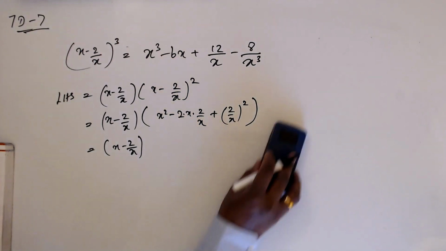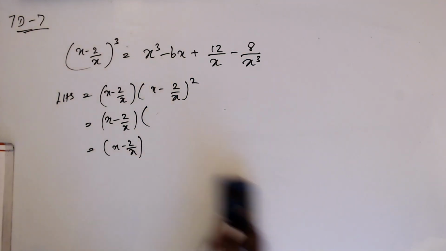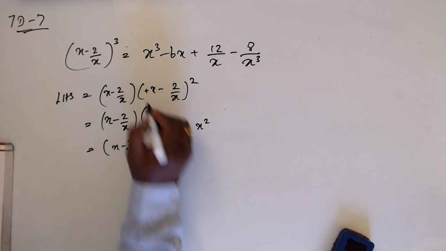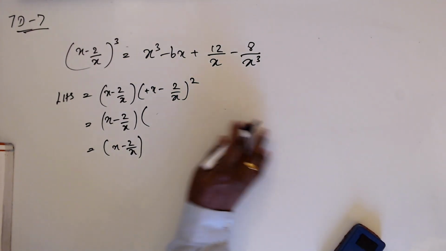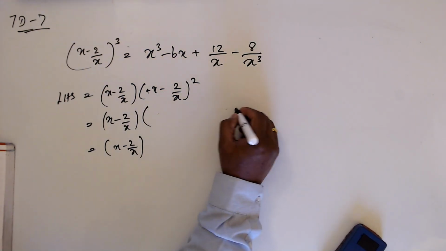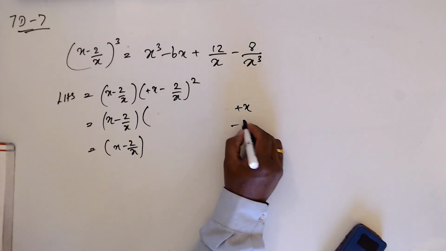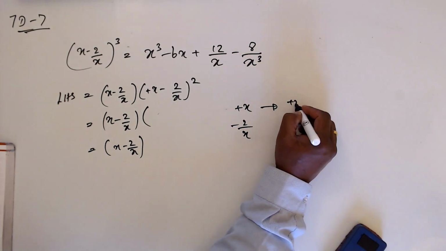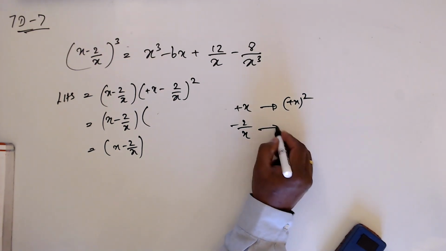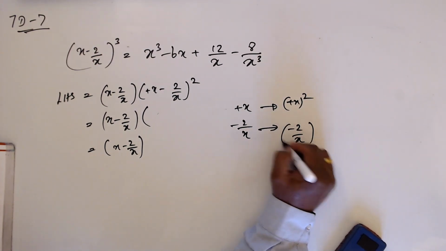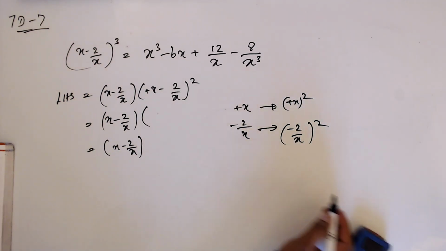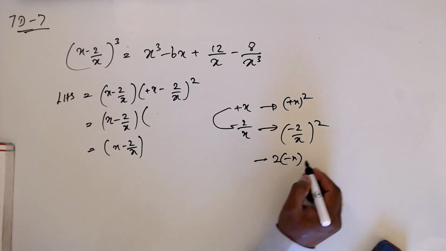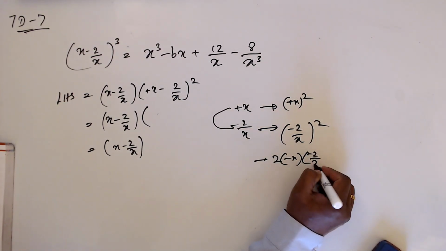Let me do it differently, otherwise you will get confused. First term is x square. It is plus x. There are two terms: one is plus x, the other one is minus 2 over x. Then the first term we will get when we square this one. The last term we will get when we square this one. The middle term we will get is 2 times this term and this term.